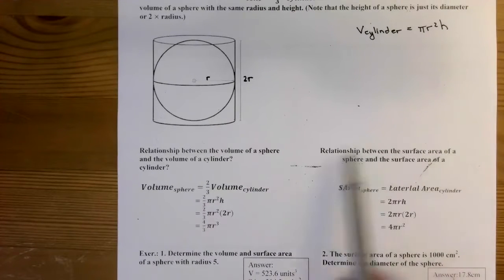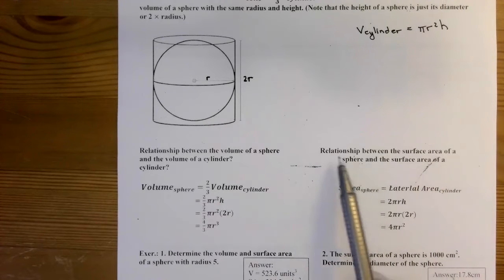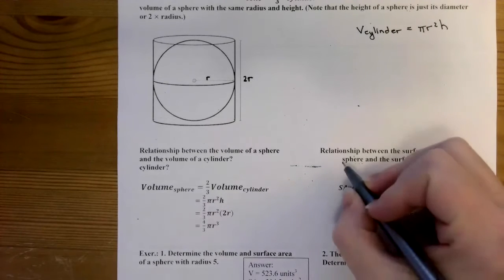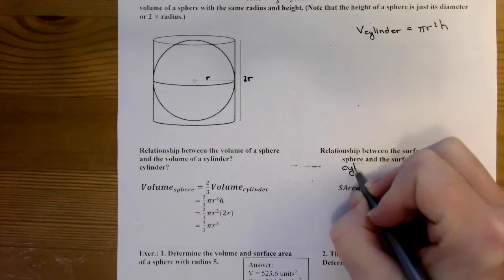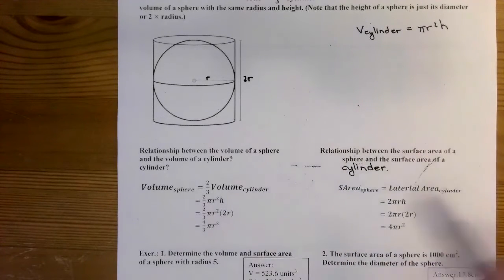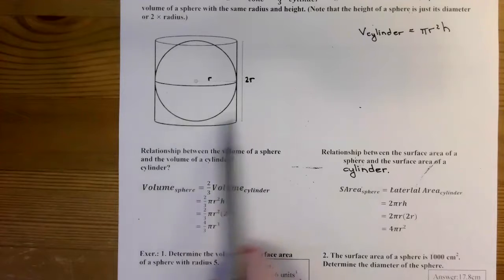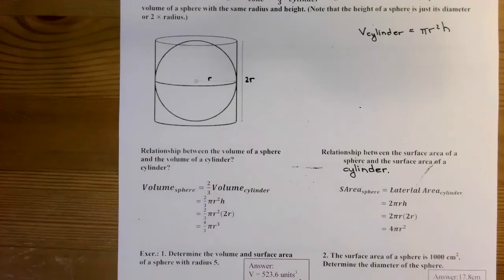Now the relationship between the surface area of a sphere and the surface area of a cylinder. If you go onto the website, you can actually watch a demo of why these two are true. But the surface area of a sphere is the same as the lateral area of that cylinder that the sphere fits perfectly into. So those two things are the same.